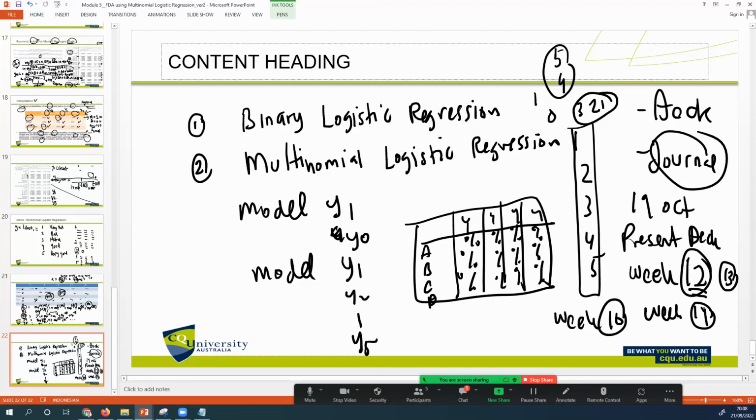So which one do you prefer, binary or multinomial? Which one is easier, binary or multinomial? None. Okay, no worries. All right, no more questions.